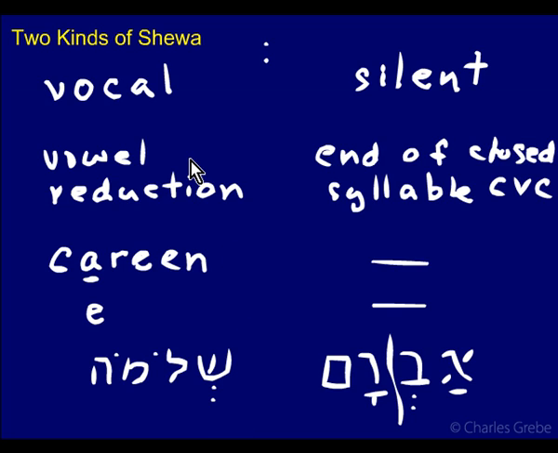So to recap, the vocal Shewa is a vowel. The silent Shewa is not a vowel, it's a syllable marker. The vocal Shewa is pronounced as the A in Kareen and is transliterated with an E. And silent Shewa is neither pronounced nor transliterated. In our next module, we'll take a look at the rules for distinguishing vocal and silent Shewas in text as you're reading Hebrew.